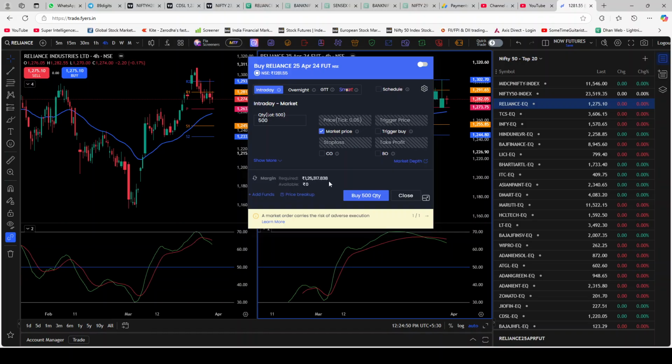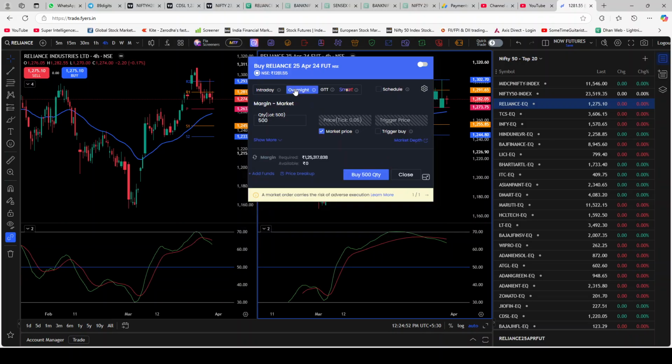If I want to carry this position overnight, I will still be paying the same. I would still be requiring only 1,25,317. So for simplicity's sake, let's just say I need 1,25,000 to carry 500 units in futures, and if I want to hold it for 4 days, I'll hold it for 4 days and I can sell it off. My capital requirement is below 1,30,000, right?